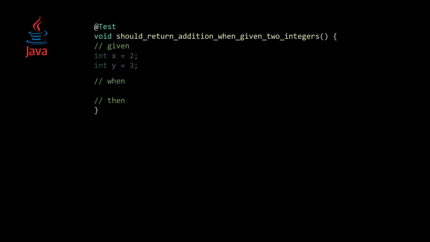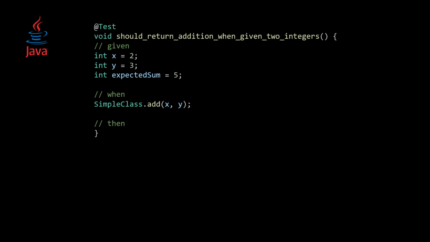Given we have x and y values as 2 and 3 respectively, we expect the sum to be 5. Now on calling our original method SimpleClass.add with x and y, we are expecting the actual sum. Now in this unit test we would be comparing the expected sum with the actual sum using the assertEquals method of JUnit 5.